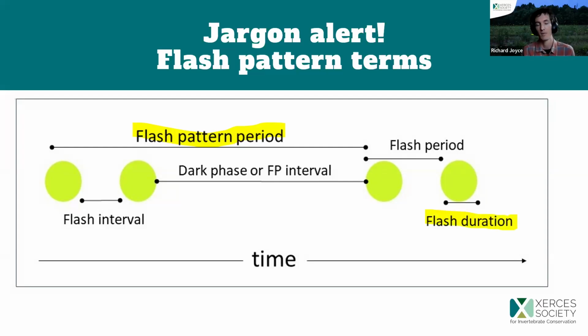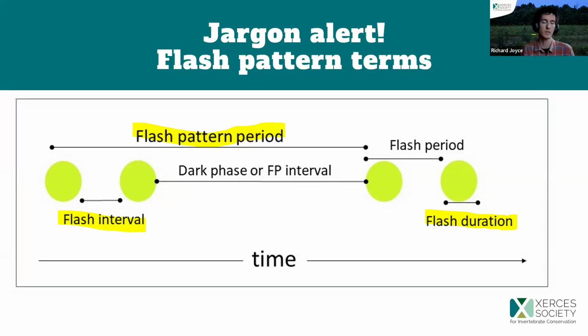We also ask about flash duration. So that's how long an individual pulse of light lasts. Very hard to measure in the field, so often this is a very rough estimate. And then finally, there's flash interval, which is going to look different for different species and flash patterns. So I think the best way to show it is through these examples.